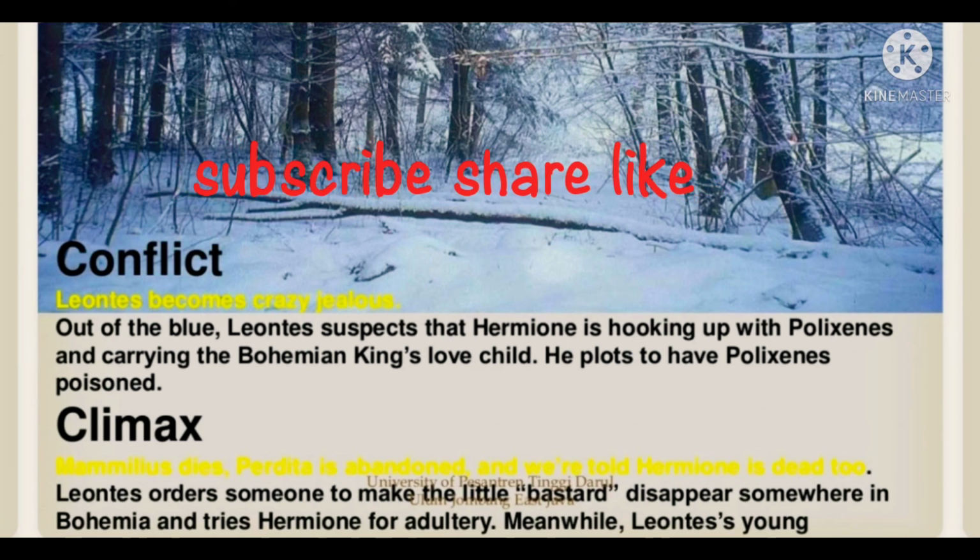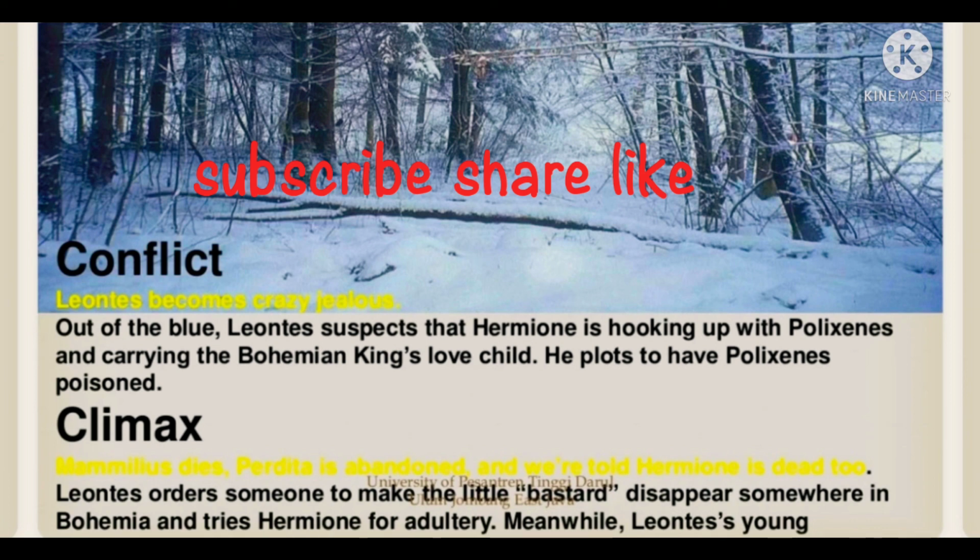Leontes becomes crazy jealous. Out of the blue, Leontes suspects that Hermione is hooking up with Polyxenes and carrying the Bohemian king's love child. He plots to have Polyxenes poisoned by Camillo. Now the climax.